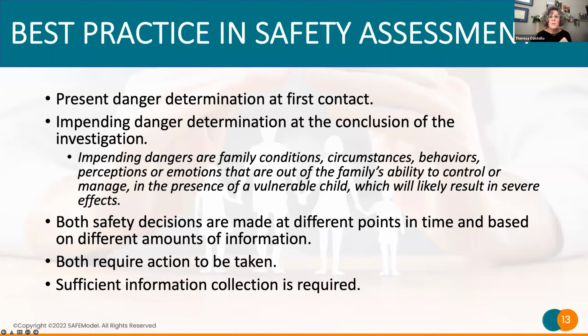We make safety decisions at different points in time in the life of a case. We talked about present danger being at first contact, where we have limited information, but impending danger decisions at the conclusion of an investigation. All safety models that I'm aware of look again at the conclusion of an investigation to determine whether that child is safe based on a fuller understanding of all the information. All safety decisions, anything where we decide that a child is unsafe, require action to be taken. And we've already talked about the importance of sufficient information in order to make that determination.